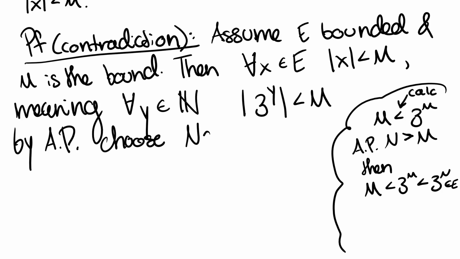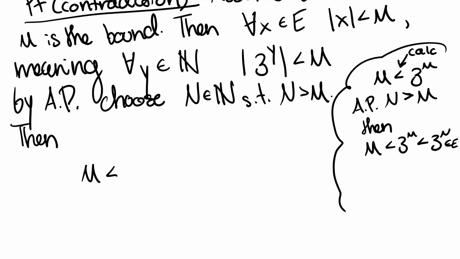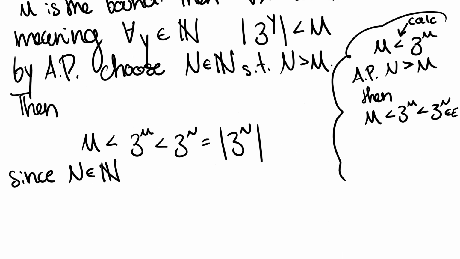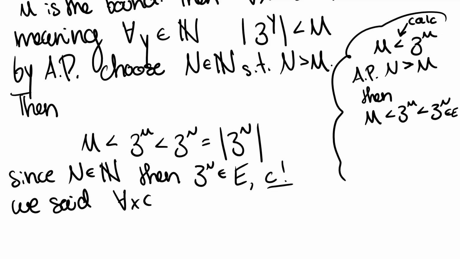Choose n in the naturals, then m is less than 3 to the m, which is less than 3 to the n, which is equal to its absolute value. Since n is in the naturals, so let's see, do we get integers? Nope. Then 3 to the n is in E. Contradiction. We said for all x in E, the absolute value of x was less than n. Boom, roasted.